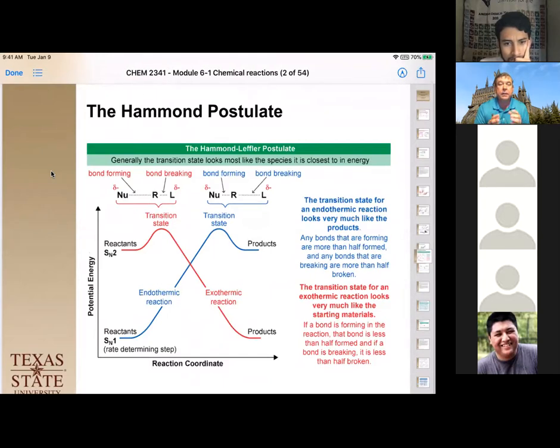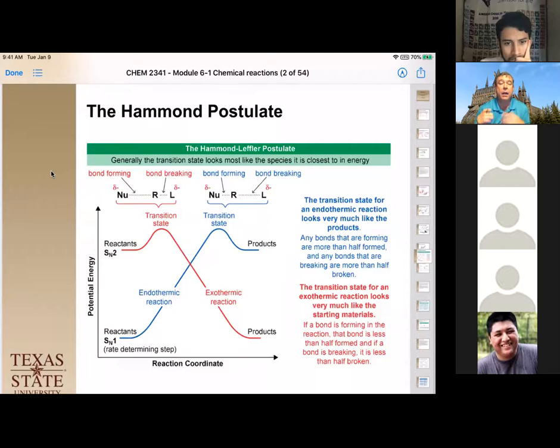The idea here is that in a reaction, if the transition state looks more like the starting materials, the reaction is going to be exothermic, meaning that if the new bond you're forming is stronger than the bond you're breaking, you're going to give off energy. Okay, and the opposite is true.